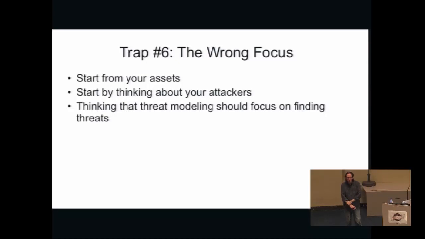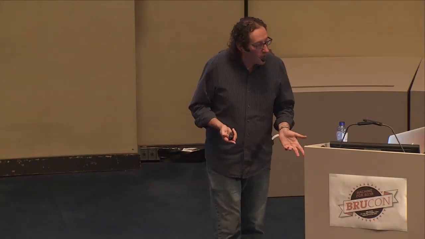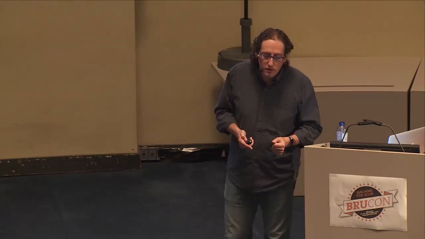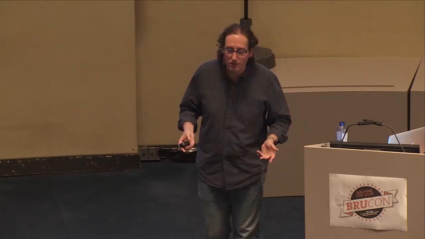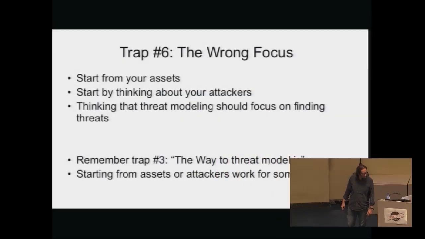Another wrong place to focus is thinking that threat modeling should focus on finding threats. This is also pretty natural. It's called threat modeling. Why wouldn't it focus on finding threats? And the answer, and I'll talk more about this in just a second, but the answer is you should focus on fixing these problems. If you just threat model, you create a list of threats, you don't do anything about it, what's the point of the exercise? And so it's easy to get trapped there. It's easy to get trapped in the way to threat model is, rather than get focused on what's going to go wrong and what are we going to do about it.